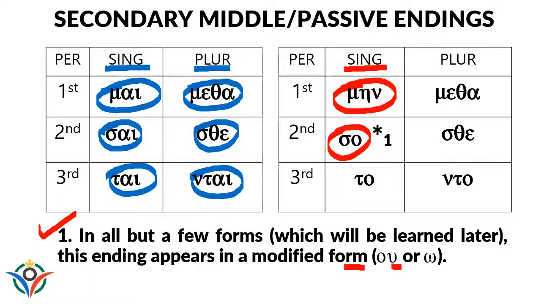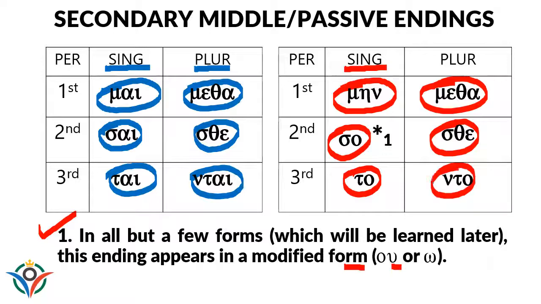The third person singular is to. The first person plural is metha. Second person plural isthe, and third person plural is onto. Once again, there are 1 or 2 similarities here between these endings, and I think the 2 that have stayed the same are the first person and second person plural. So when it comes to the middle passive endings, there are 4 new ones to learn: the mēn, the so, the to, and the onto. Once again, I want to encourage you to memorize these off by heart, as it'll make learning the verbs a lot easier.